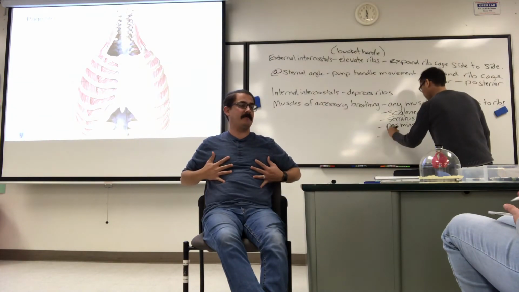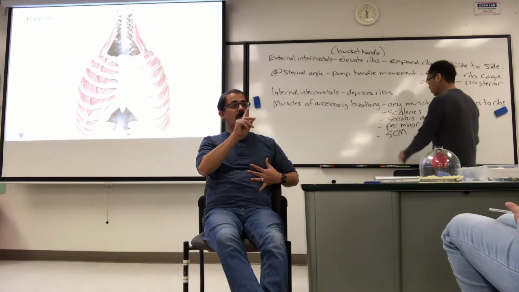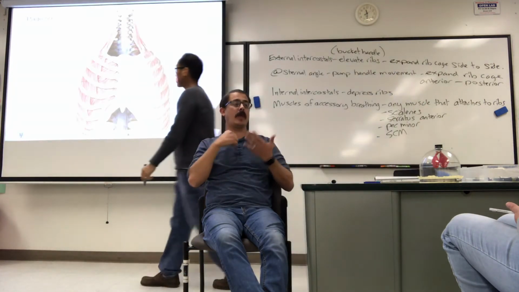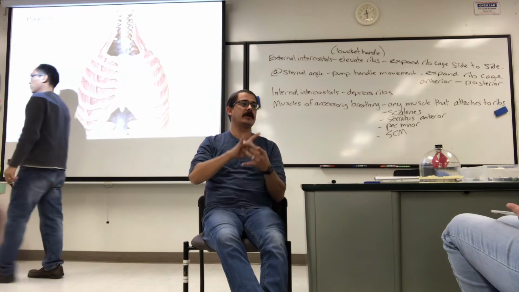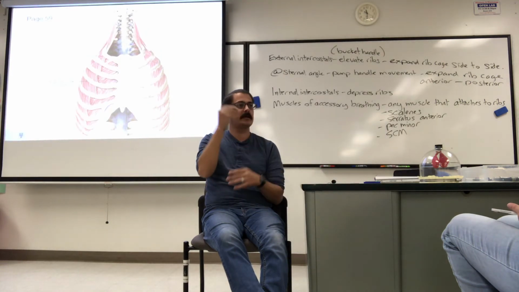Sternocleidomastoid doesn't really attach to ribs, but attaches to the clavicles. That can help you breathe too. And it also attaches to the manubrium. So those are just a few. But the main ones are the diaphragm and the internal and external intercostals, the main muscles of breathing.